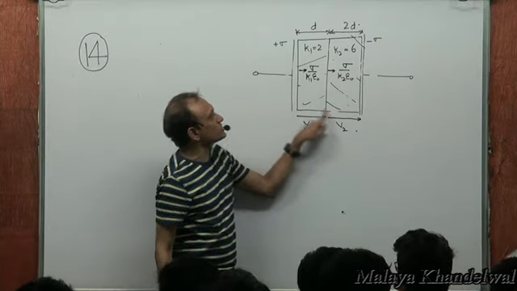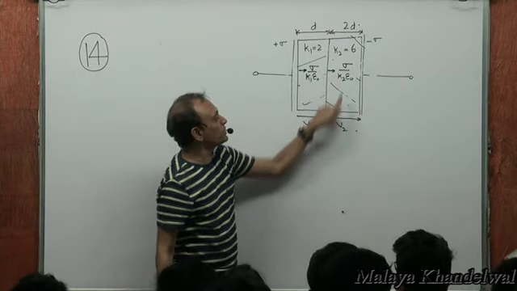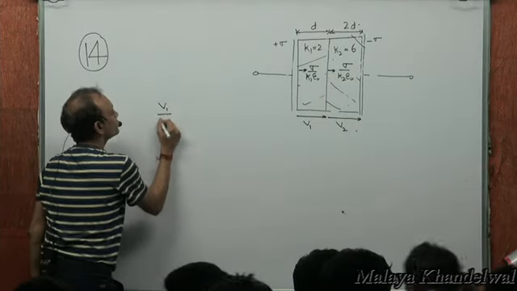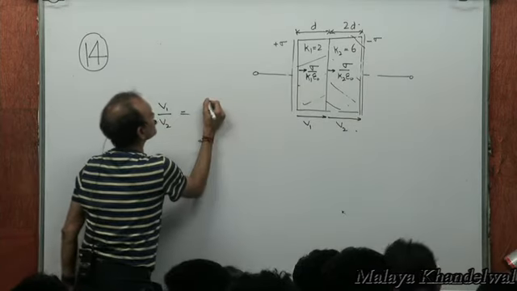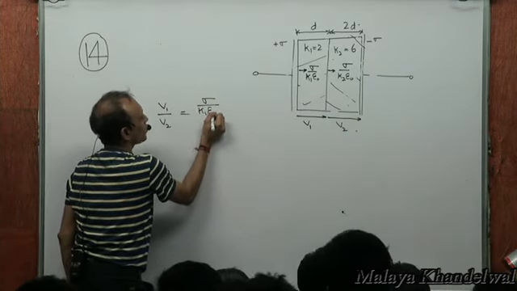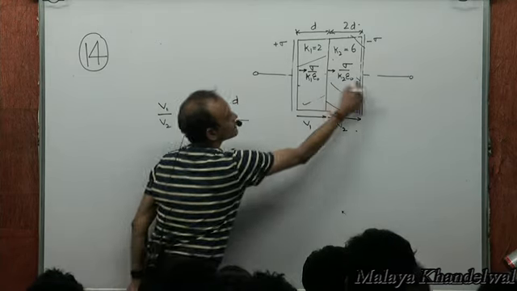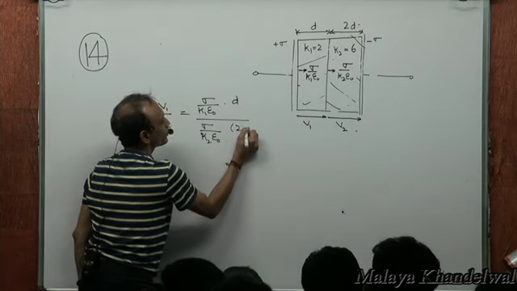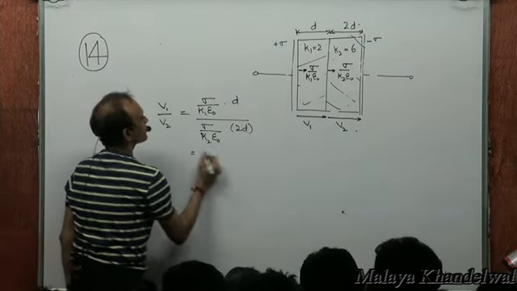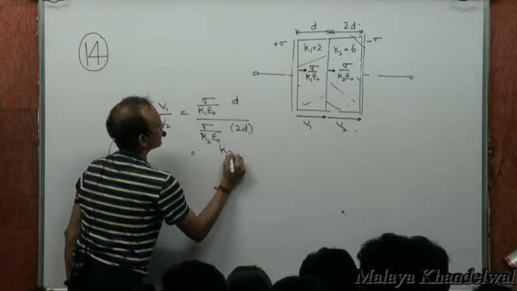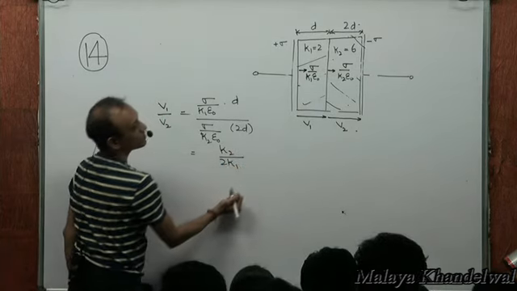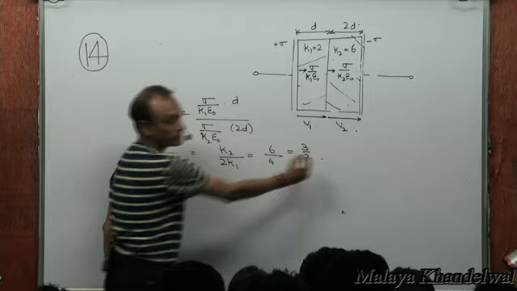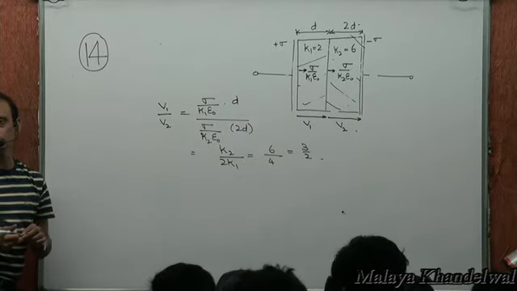What's the potential drop across this? This into D. What's the potential drop V2 across this? This into 2D. So V1 by V2, drop across this, is sigma by K1 epsilon naught into D divided by sigma by K2 epsilon naught into 2D. So which is like K2 by 2K1. How much is K2? Just 6 divided by 4, that is 3 by 2. Right?